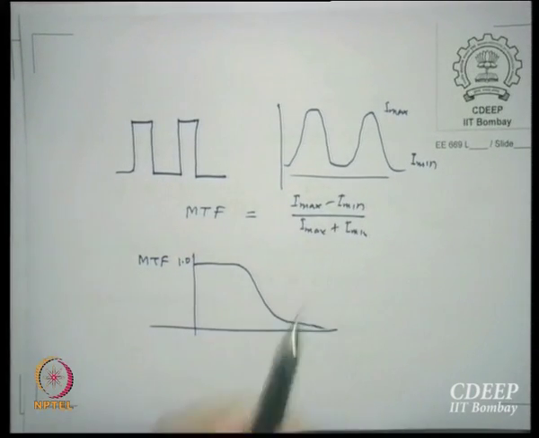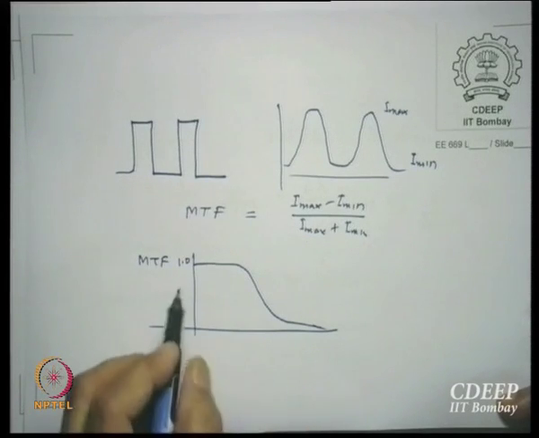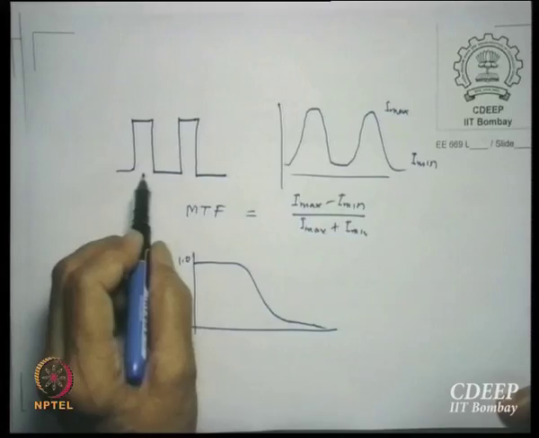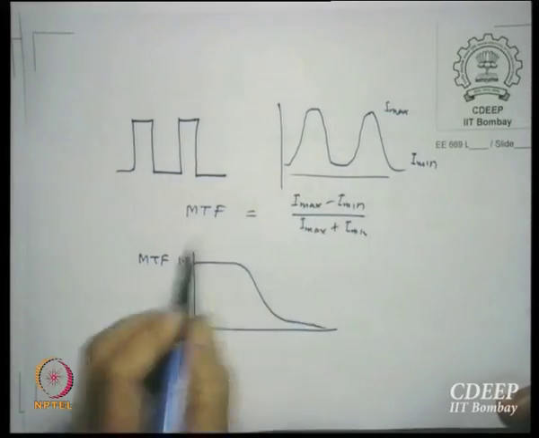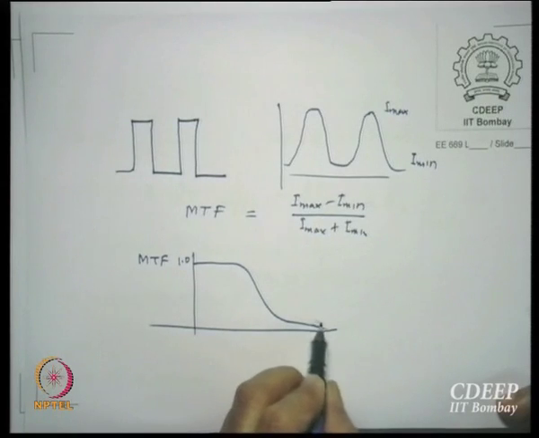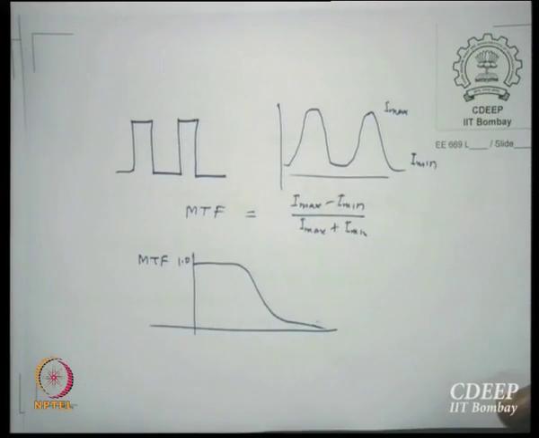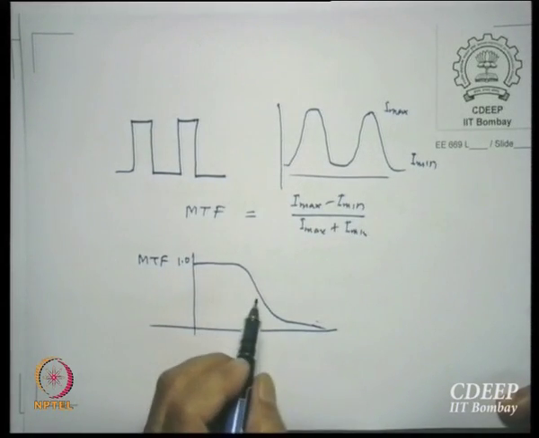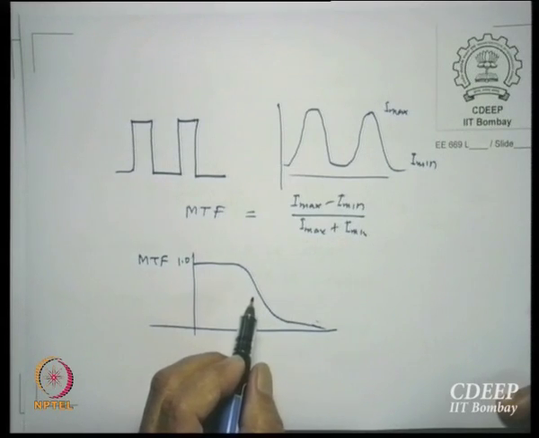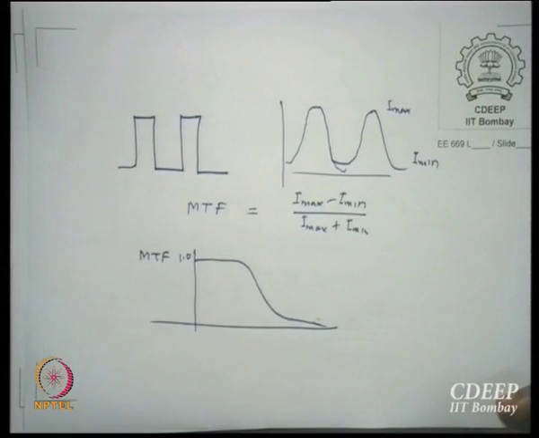Always one. What is it trying to show you? That if your dimensions are larger, this is I max to I min. One can see what I am plotting. For larger dimension separation, that is larger dimension of the patterns, MTF can always be achieved as 1. I minimum can go as low as 0. Okay. Image can go all the way down. I mean light can go all the way down.